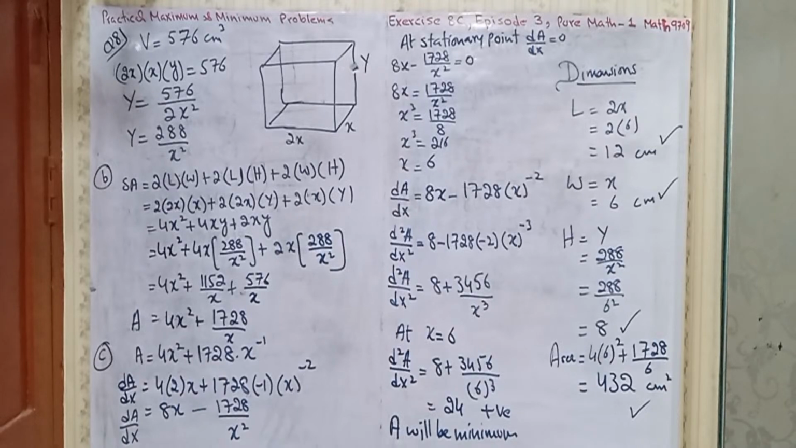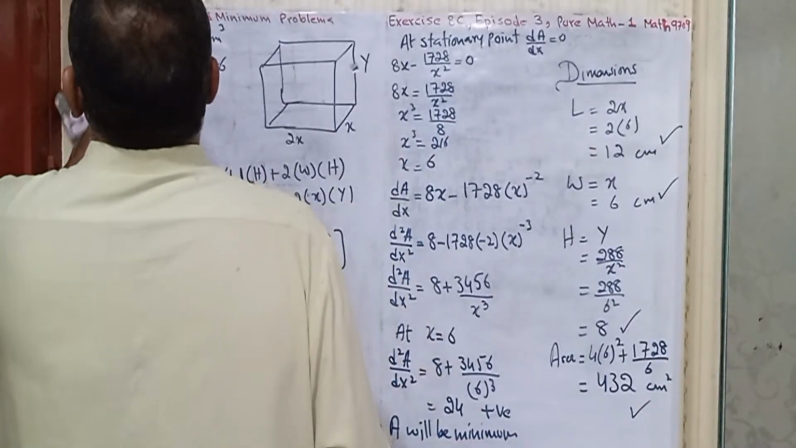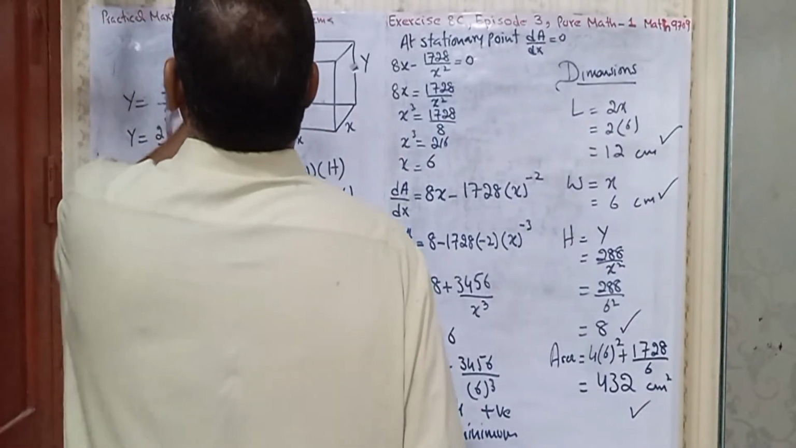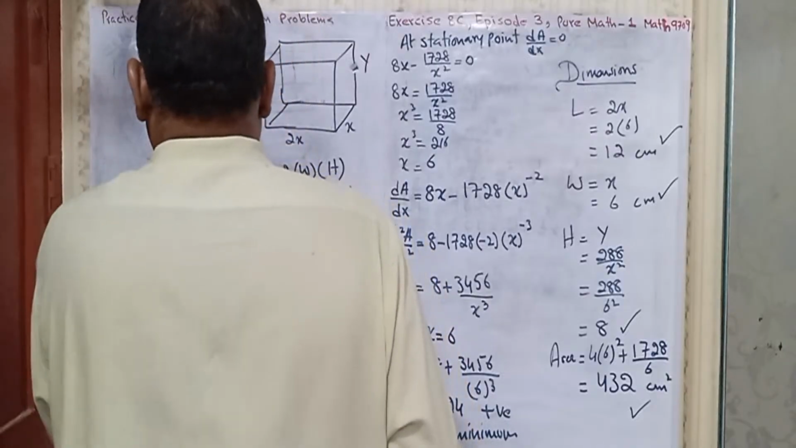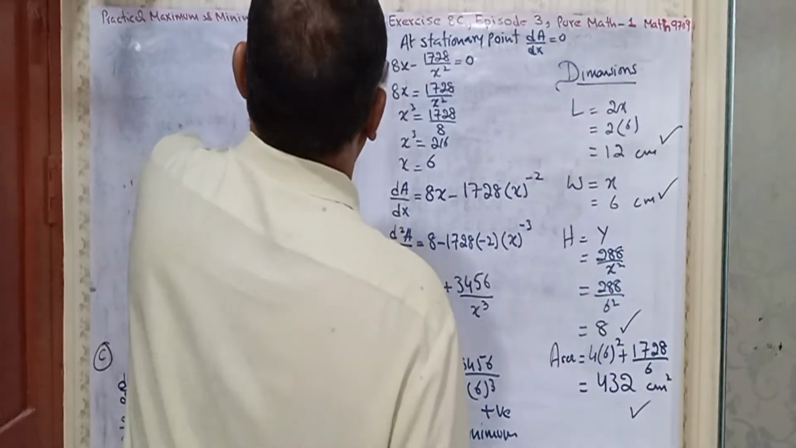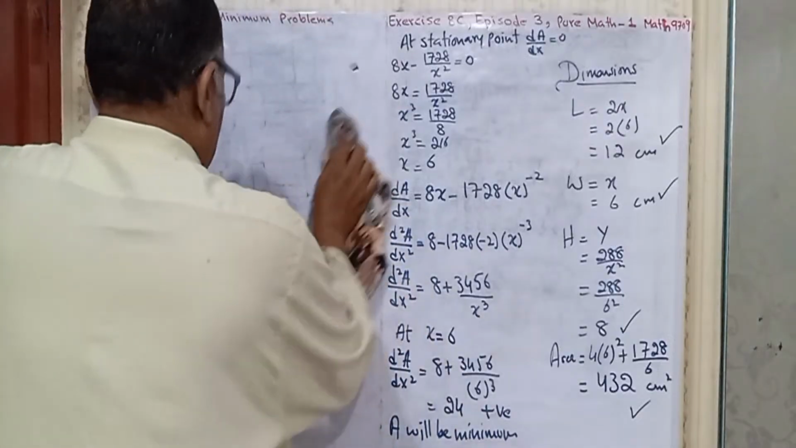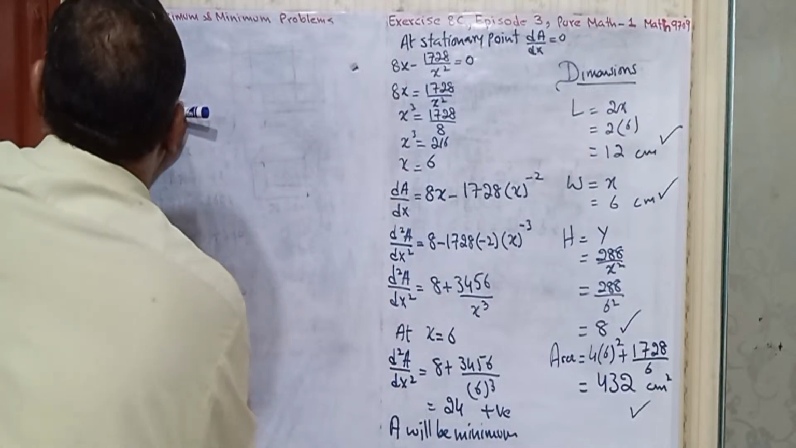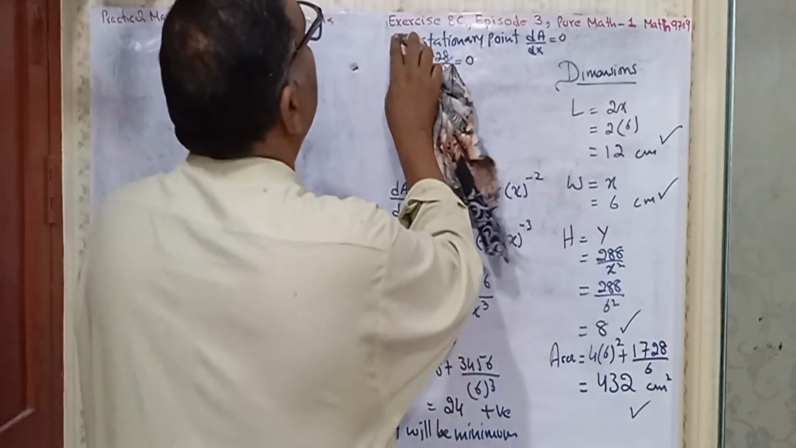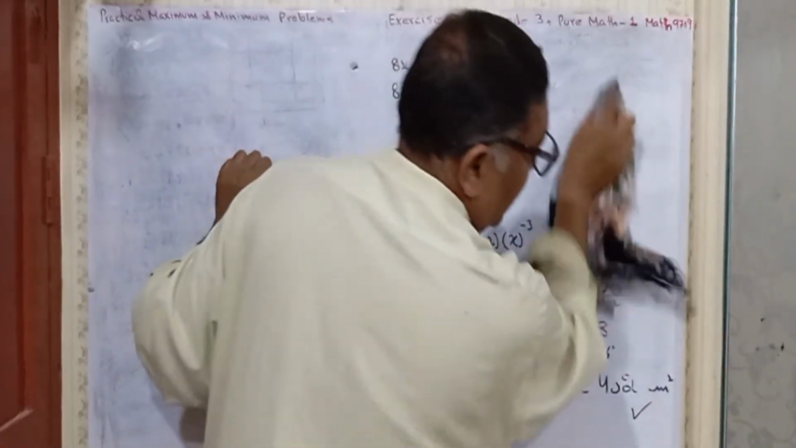Okay, so let's go to the next question. The next question coming up is question number 9. I have to erase this first of all. I hope question number 8 is clear to you. This exercise is related to practical maximum and minimum problems. These are all story sums which we are attempting.